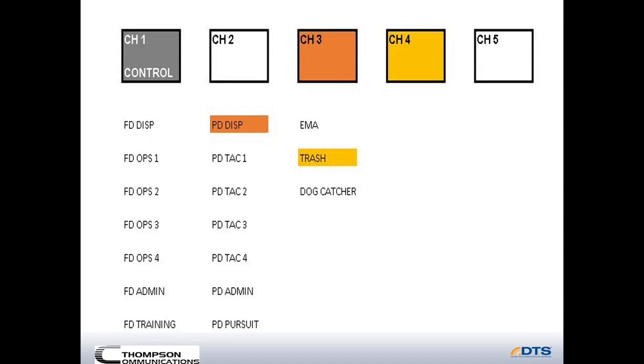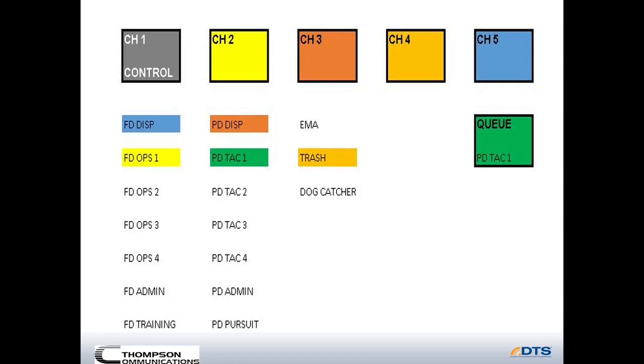Now here, FD dispatch unkeys, so that repeater goes back into the pool. FD ops keys up and they get assigned to that repeater. Now FD dispatch comes back online and all repeaters are busy. PD TAC keys up because there are no channels available. They get a bonk signal and they're placed in a queue. Once the trash guys get done talking about where they're going for lunch today, that channel unkeys and the PD TAC channel is removed from the queue and assigned that repeater.